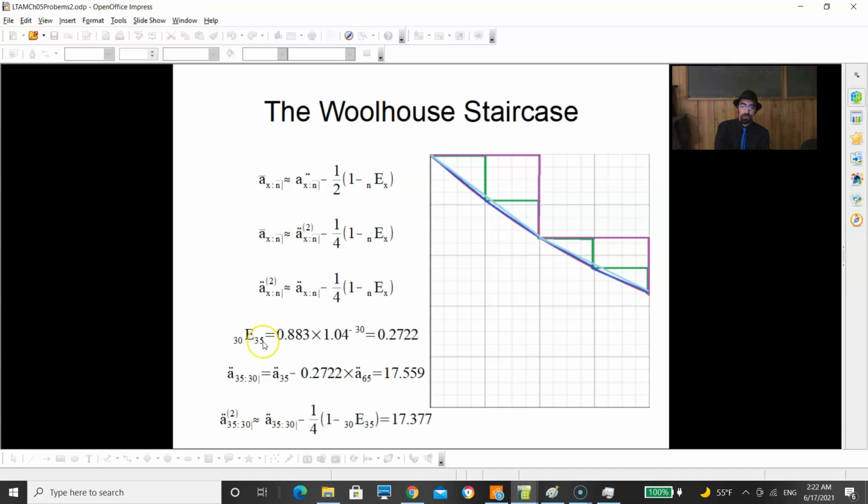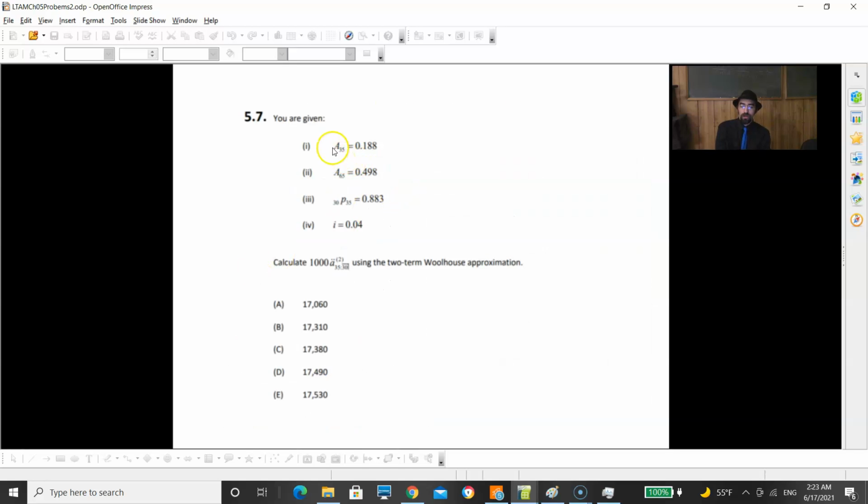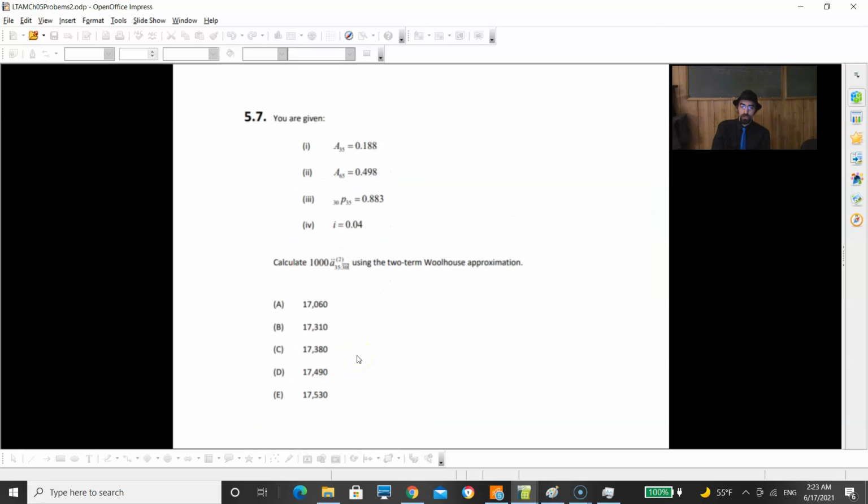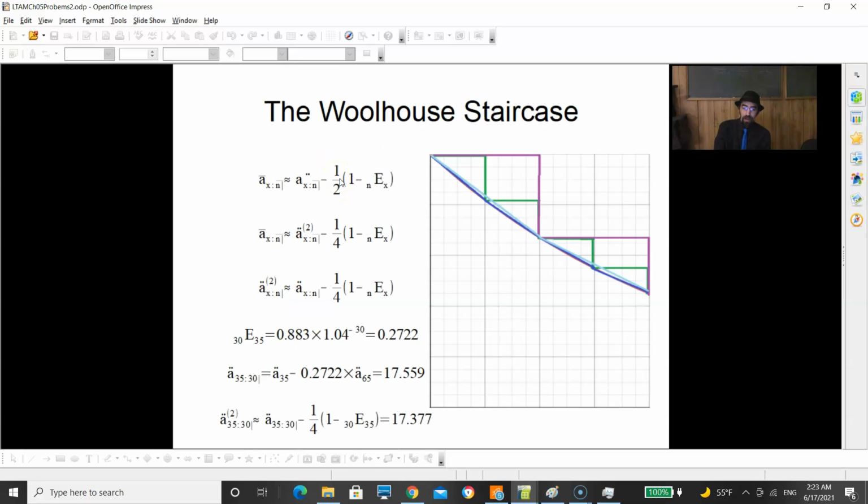So we know 30E35 is going to be 30p35 times 1.04 to the negative 30, right? Definition of endowment and how you calculate it. We get that figure. They gave you big A_35 and big A_65. I wanted this to all fit on one slide, so I didn't do that explicitly, but just using the annuity insurance formula, we can get little ä_35 and little ä_65. So we crunch those numbers in.